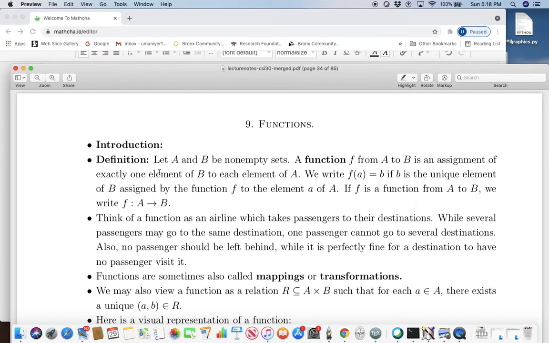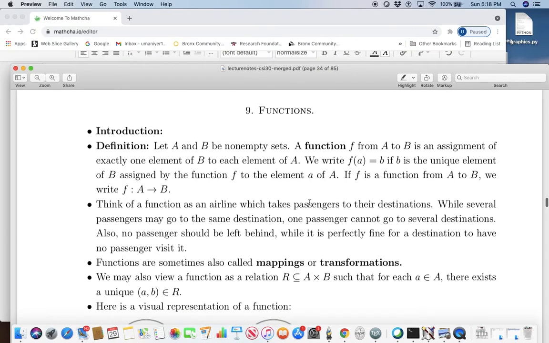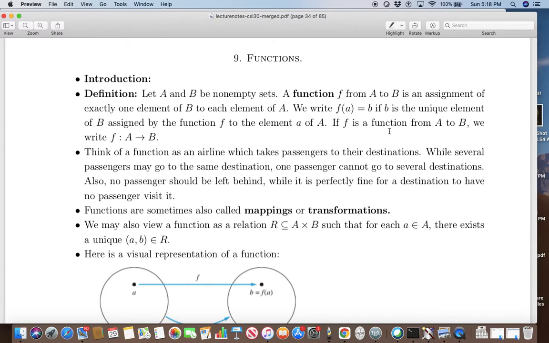Introduction. Definition. Let A and B be non-empty sets. A function f from A to B is an assignment of exactly one element of B to each element of A. We write f(a) = b if b is the unique element of B assigned by the function f to the element a of capital A. If f is a function from A to B, we write f: A → B.